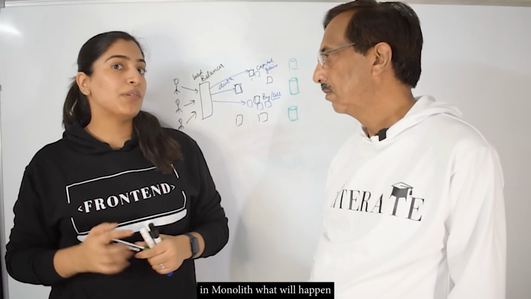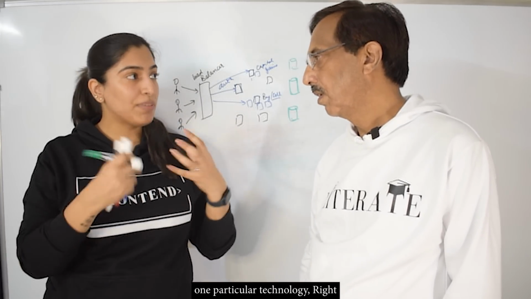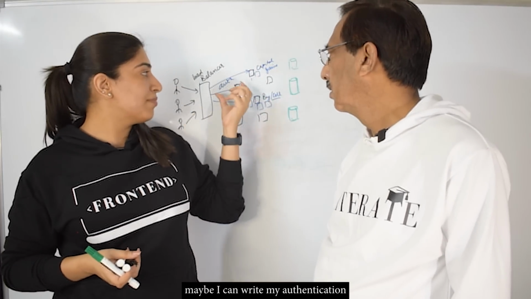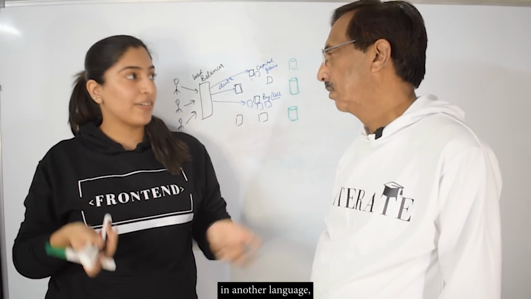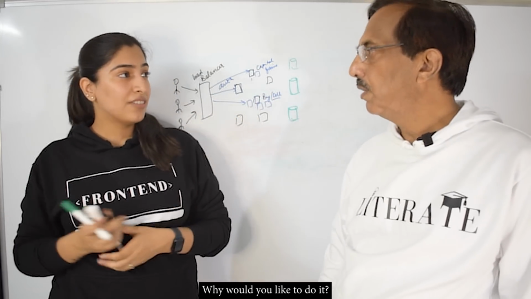Another point, like how we discussed in monolith and microservices. In monolith, what will happen, because the entire logic is in one service, it has to be written in one particular technology, right? But when there are multiple services, maybe I can write my authentication in one language, another tech altogether for my transactions. But why would you like to do it?